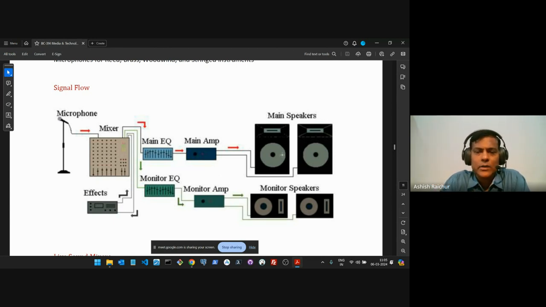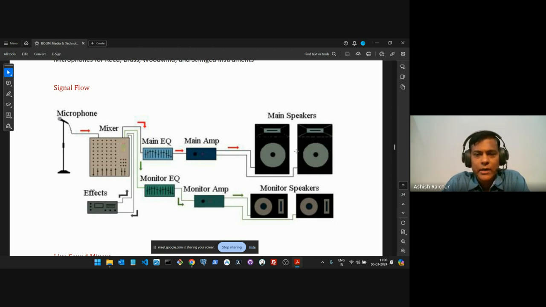And then, we talked about the monitor speakers and main speakers. The monitor speakers are mainly for the people on stage, for them to hear what's happening. The main speakers are for the audience, for what they hear. So you can control these two things separately.